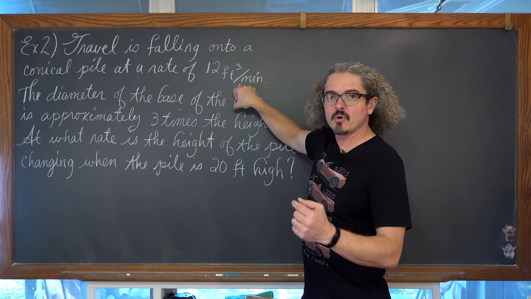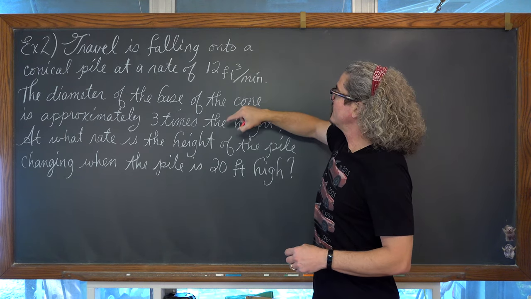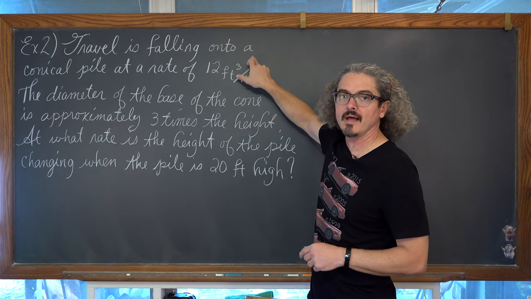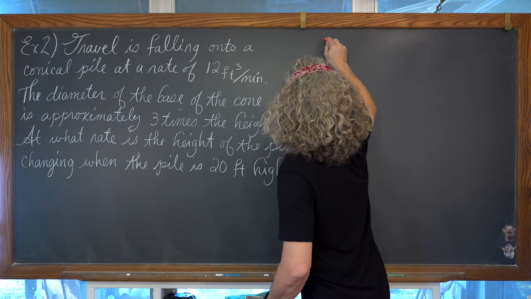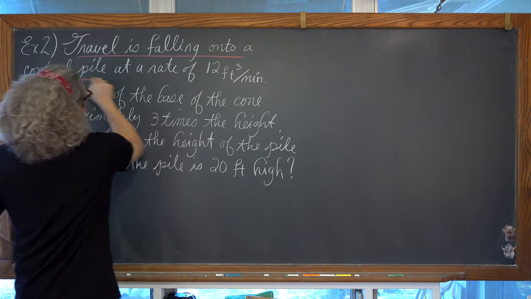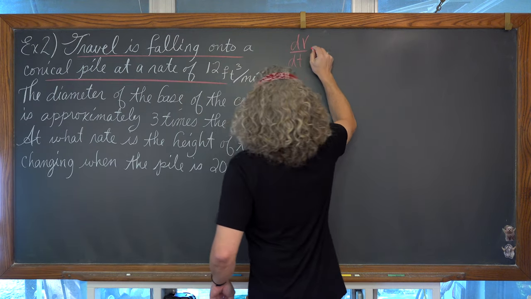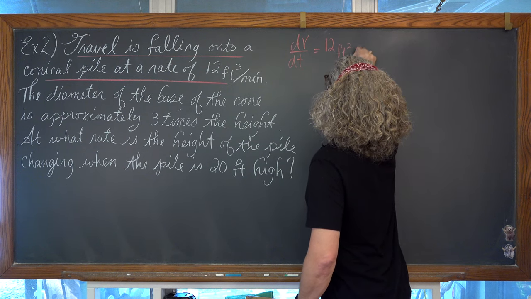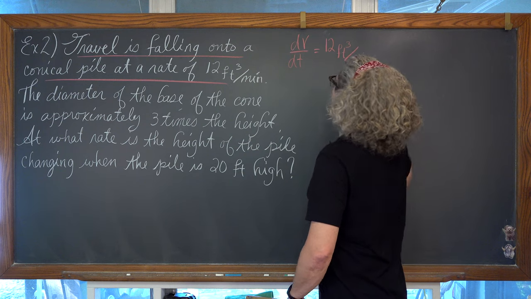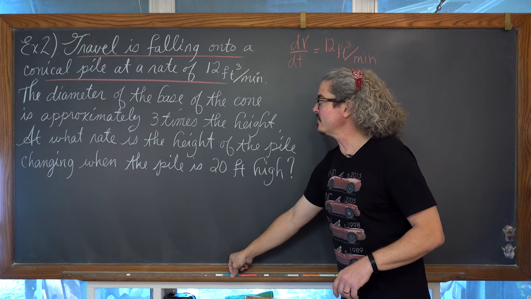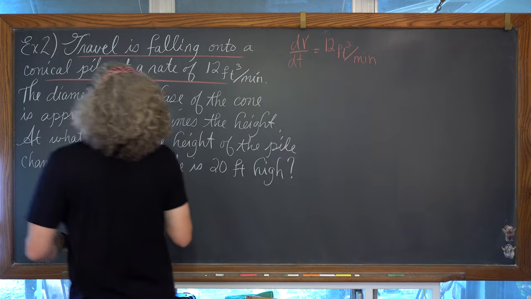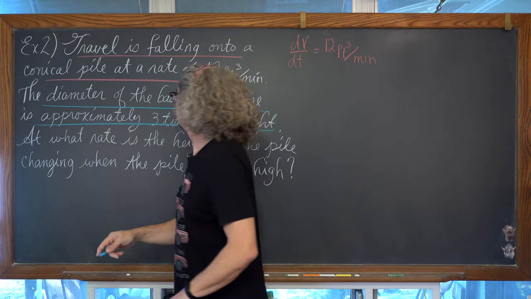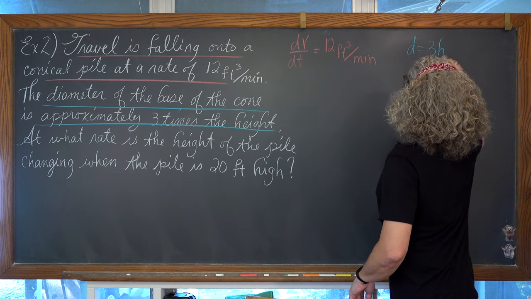Well, a measurement per unit of time is a rate. We have the word rate showing up, and we have cubic feet. So hopefully you're realizing that you're being told how fast the volume is changing. We're being given here in the first sentence that dV/dt is changing at a constant rate of, again, 12 cubic feet per minute. Okay, what else is being given? We have the diameter of the base of the cone is approximately 3 times the height. So the diameter of the base is equal to 3 times whatever the height is. Okay, good.